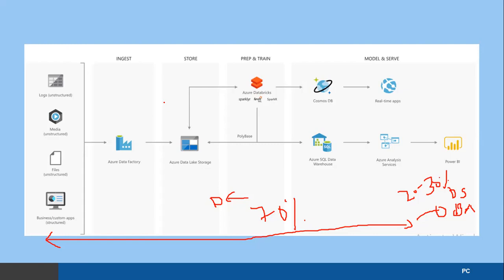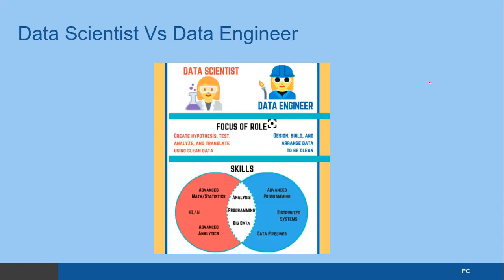So this is at a high level about the different phases of data engineering. If you see the difference between data scientist and data engineer, the data engineer just designs, builds, and arranges the data to be clean. The data scientist uses the clean data, creates hypotheses and AI and ML models, but the responsibility of providing that clean data is in the hands of the data engineer, right? So I can say that the data engineer is kind of a backbone of the entire data science project, and without a data engineer, there is no data science project, right? So this is at a high level the difference between data scientist and data engineer.